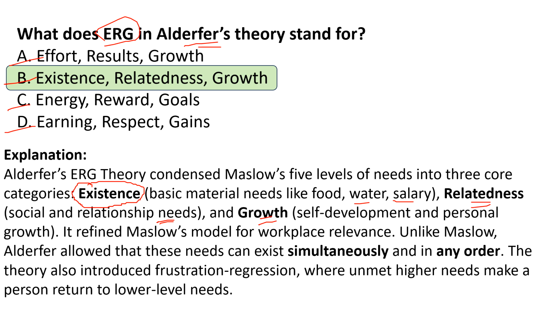See, it refined Maslow's model for workplace relevance. Unlike Maslow, Alderfer allowed that these needs can exist simultaneously and in any order, right? Basically it is quite similar to Maslow's theory of needs, but it is a refined version of that. Okay, that is what Alderfer's theory is about. Clear? So remember that ERG means existence, relatedness, and growth.